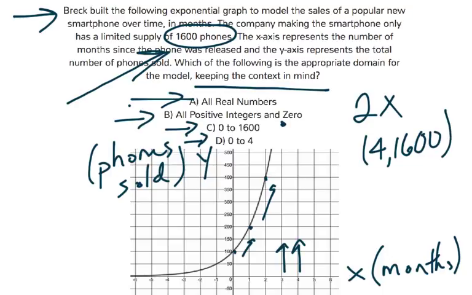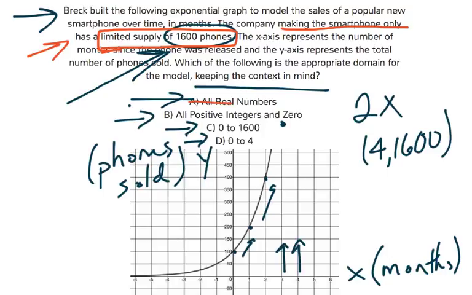And that's important because remember, right here, they told us there's a limited supply of 1,600 phones, which means after that point, they can't sell any more phones because it says the company making the smartphone only started with that much. Which means that your inputs, your domain, can't go beyond that because the limited supply wouldn't let it. You can't sell 3,200 phones, for example, in month 5 because they don't exist. So you basically have to limit yourself to what would be valid based on the numbers.